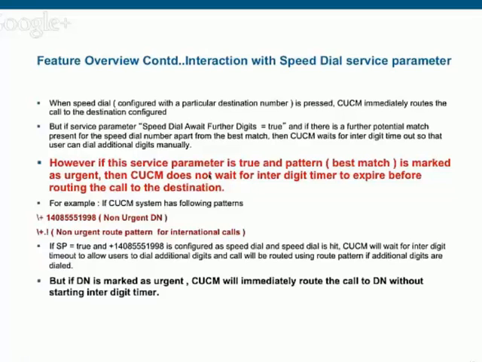So I've put an example there, which says, if you have a +1 408 555 1998 as a non-urgent DN, and you even have a non-urgent route pattern, it's going to work the way I explained. But now, if the DN is marked as urgent, like I said, CUCM will immediately route the call to the DN without starting the timer. Is that clear?